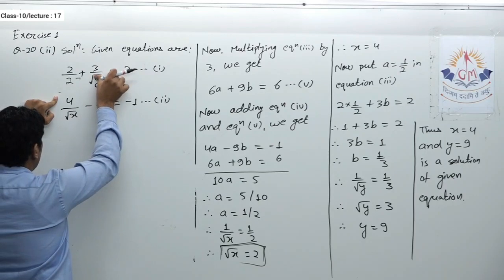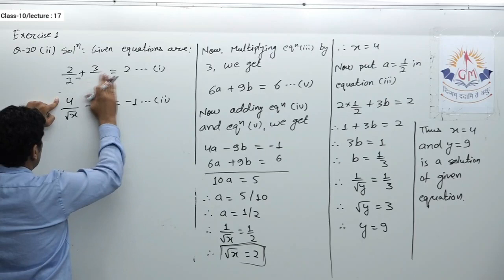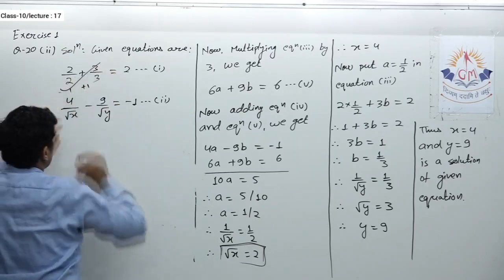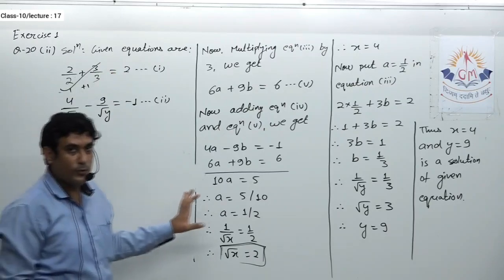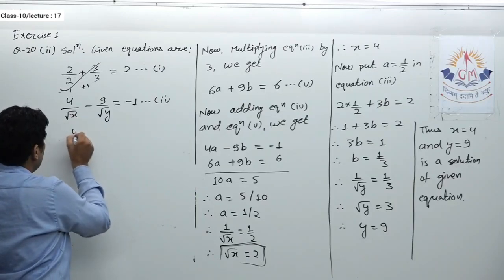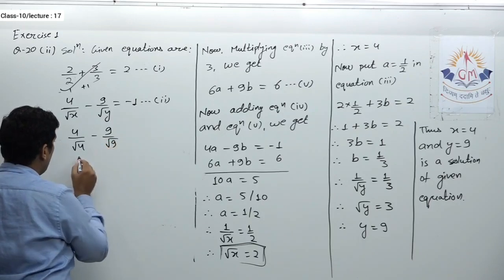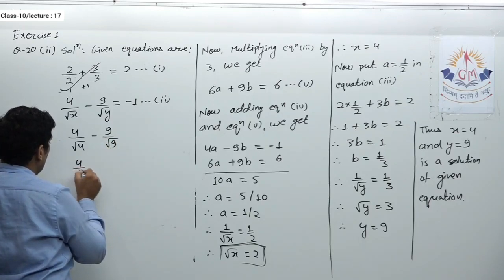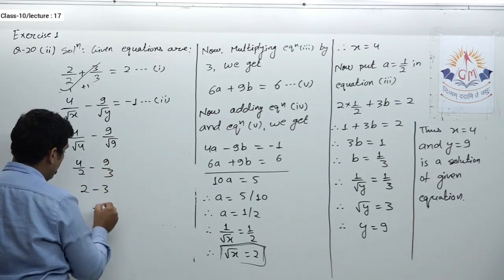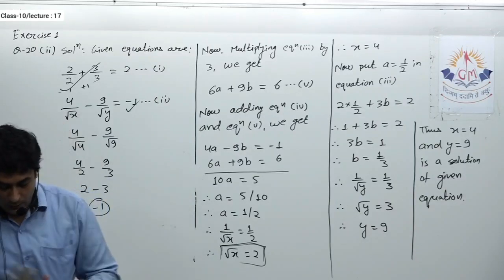Okay, similarly, y is equal to 9. So here root 9 is equal to 3. Okay, now 2 by 2 is 1, 3 by 3 is 1, 1 plus 1, 2. So this is verified, isn't it? Simply we have to put the values of x and y to check whether our answer is correct or not. Again over here, 4 upon root 4 minus 9 upon root 9. So 4 upon 2 minus 9 upon 3. So here it is 2 minus 3 minus 1. Yes, it is equal to minus 1. So our answers are also correct.